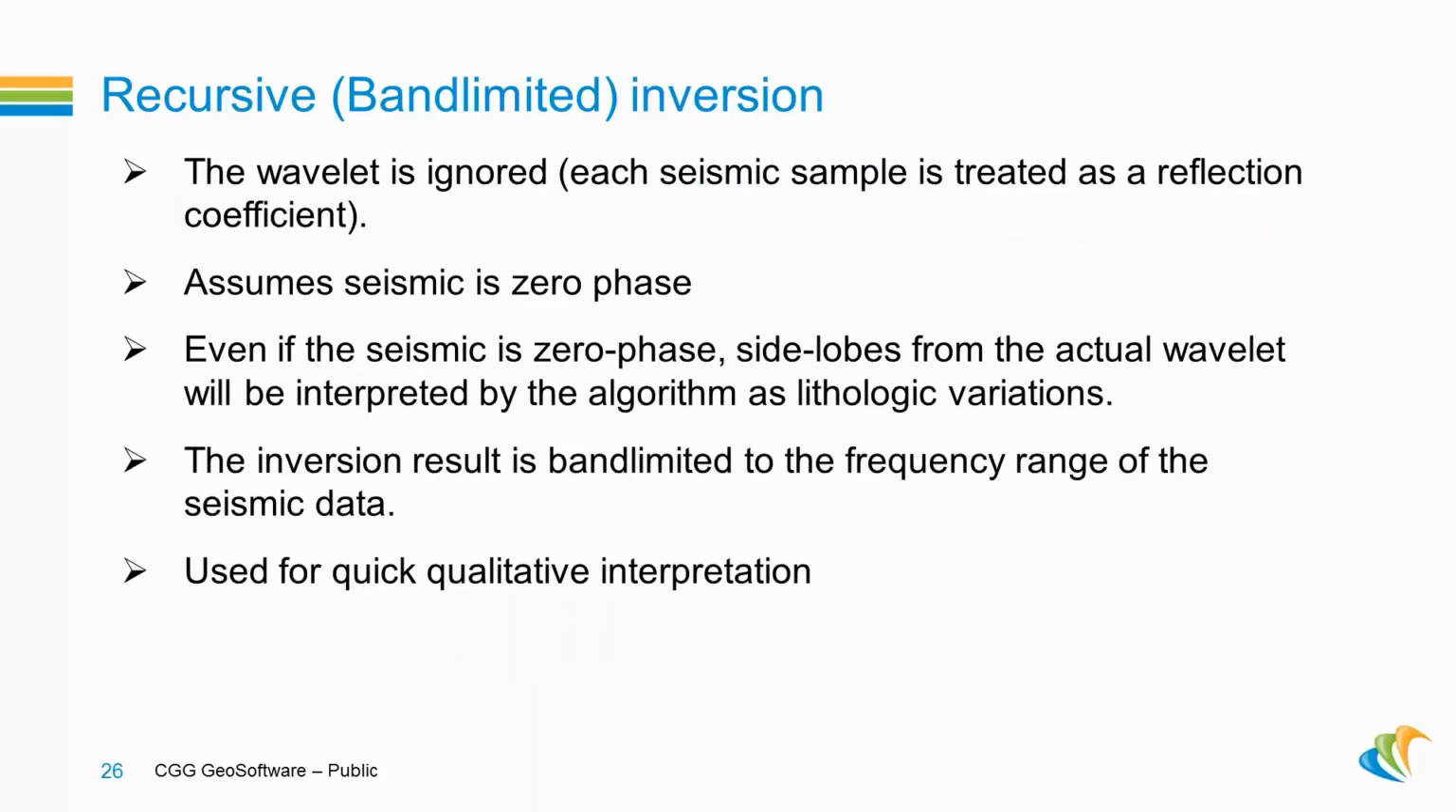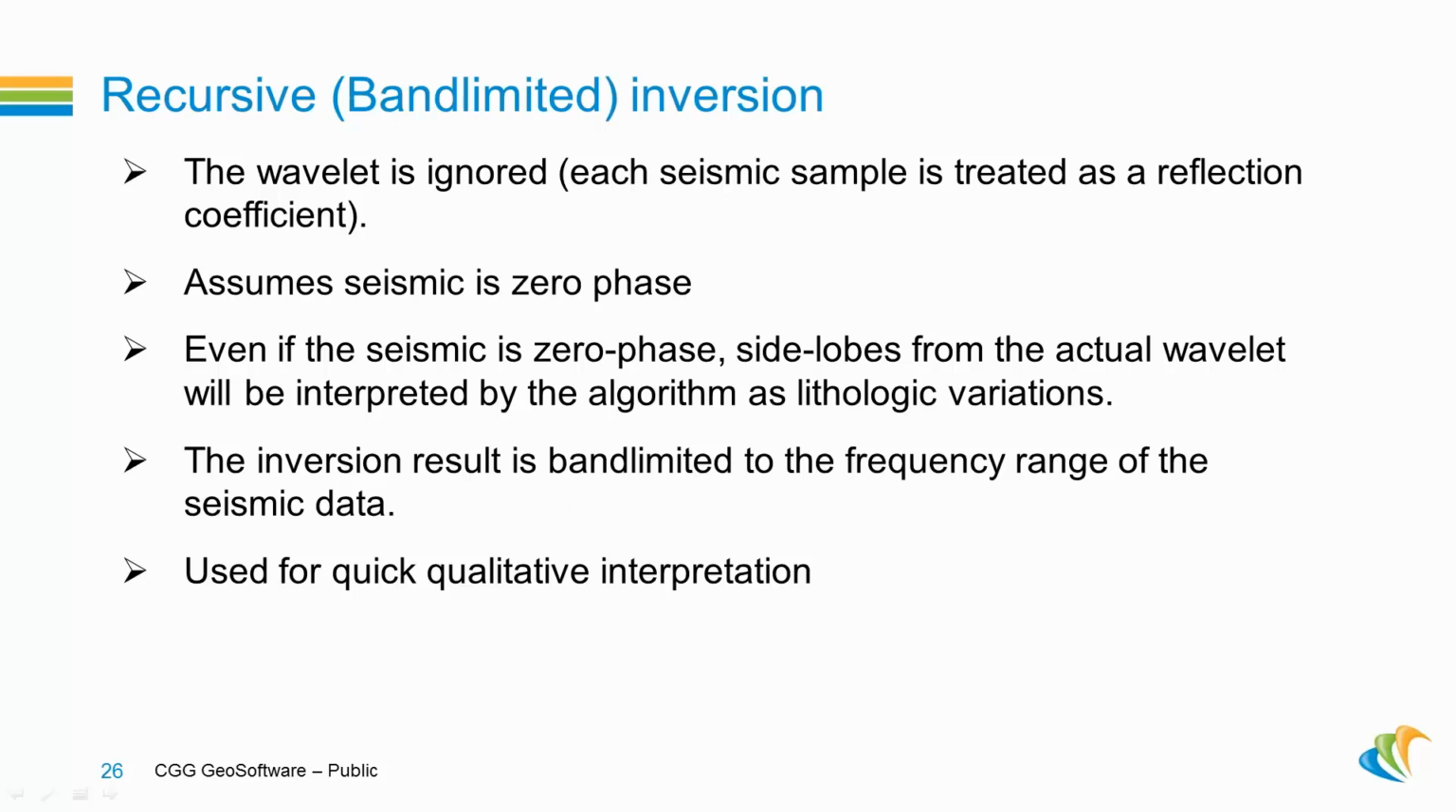But yeah, the issues with this: the wavelet is ignored, and each seismic sample is treated as a reflection coefficient. It assumes seismic is zero phase, which is not the case every time. And even if the seismic is zero phase, side lobes of the actual wavelet will be interpreted by the algorithm as lithologic variation, which is not the case, because they are just side lobes of the wavelet. And the inversion result is band limited to the frequency range of the seismic data.